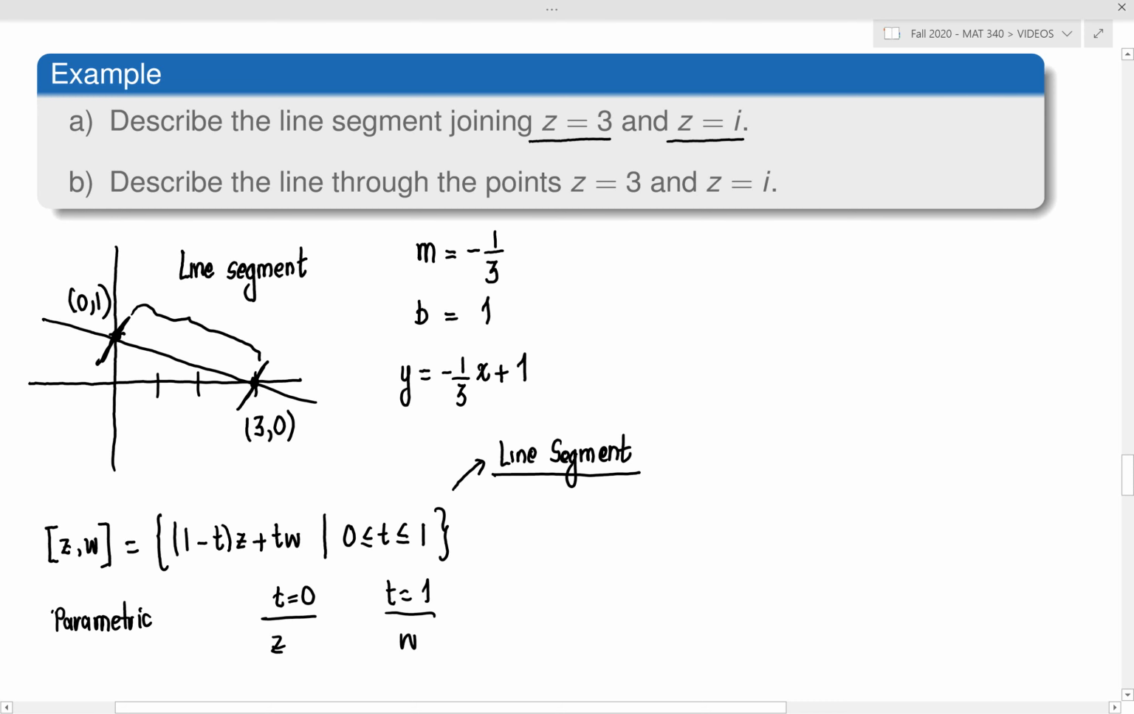Next question: we know that's a line segment starting at z and ending at w. But if we did not care about the segment itself, and were just looking for the line through the points z equals 3 and z equals i, can we use the same information to describe the line? The answer is yes. As soon as we remove this restriction, we get a line that passes through z and w, and there's only one such line, so that's the unique one. If we lift this restriction, we are going to get a line.